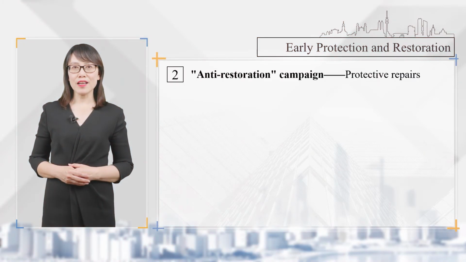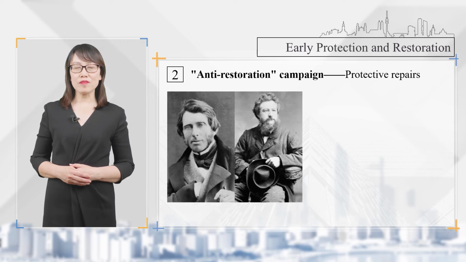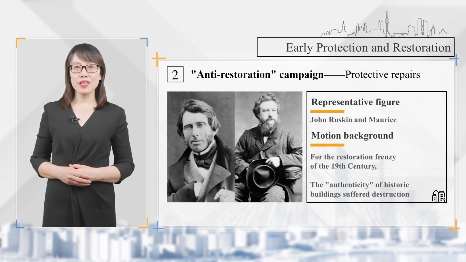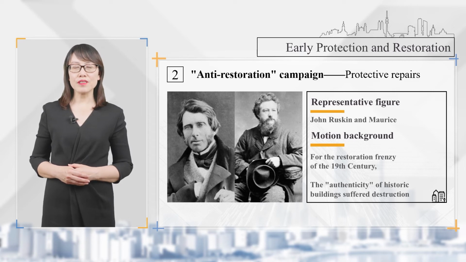Anti-restoration campaign, also known as protective repairs. In the middle of the 19th century, the British school, led by John Ruskin and Morris, founders of the British Arts and Crafts movement, criticized the stylistic restoration.